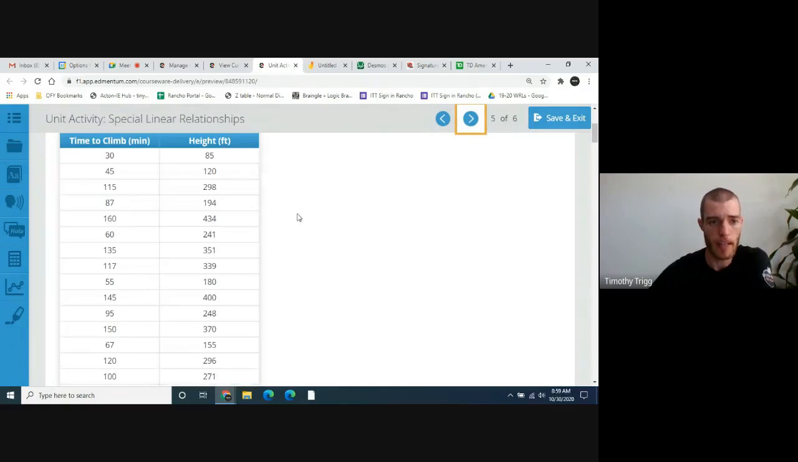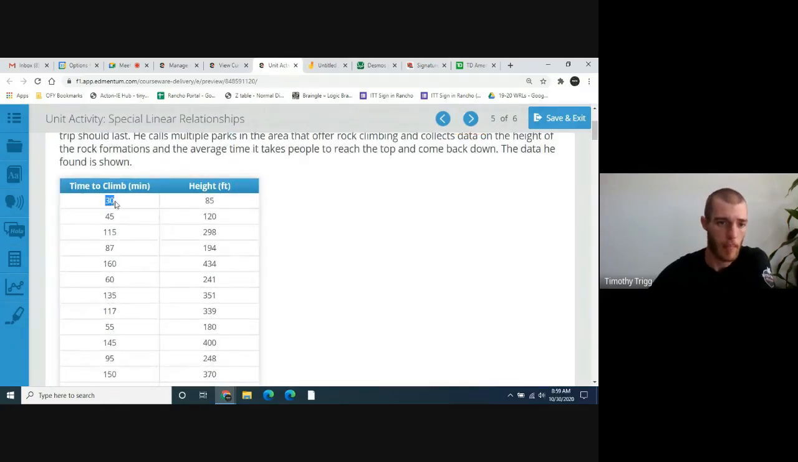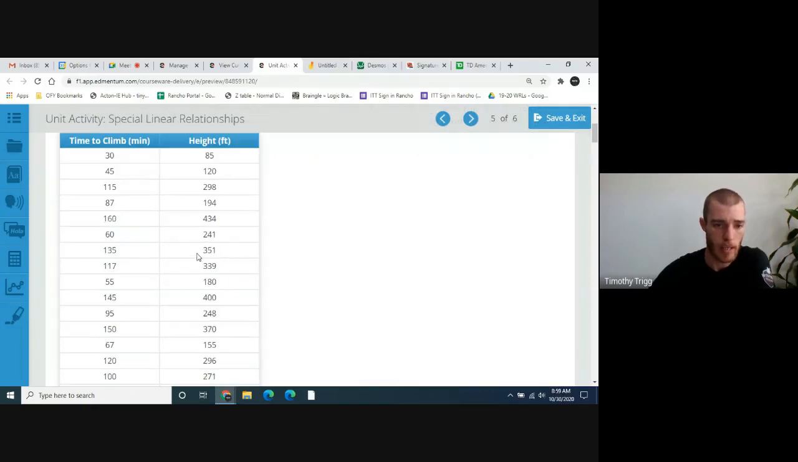Okay, so you can see the data here. For one of the climbers, it took one person 30 minutes to climb a height of 85 feet. It took another person 45 minutes to climb a height of 120 feet, and so on and so forth. As you go down the data, some climbers are much faster than others. I think this first climber is quite on the slow range. And then you have climbers that are much, much faster. For example, this person in 55 minutes climbed 180 feet. That's much faster.